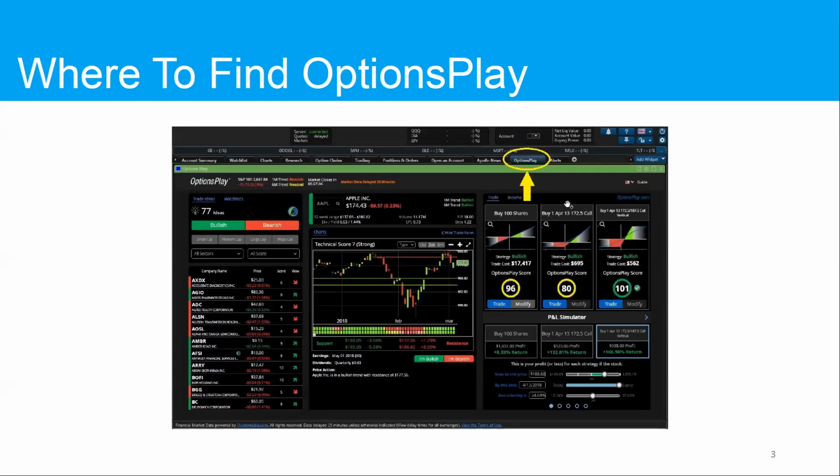You can find OptionsPlay on your live trading platform. It's not available for paper trading accounts, but is for live accounts. It's on a tab across the top labeled OptionsPlay. That's how you can access it.